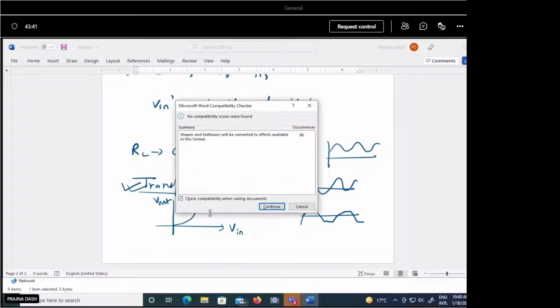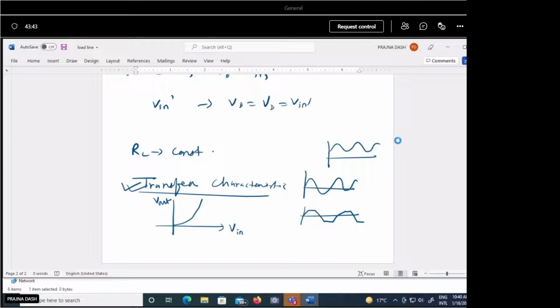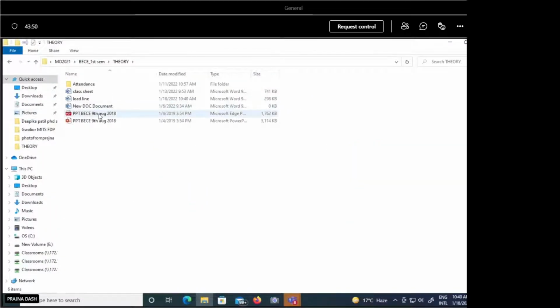Then one more thing is there, that is about the capacitance. I think I have given that slide. The capacitance part is included in that slide, so you can follow that.